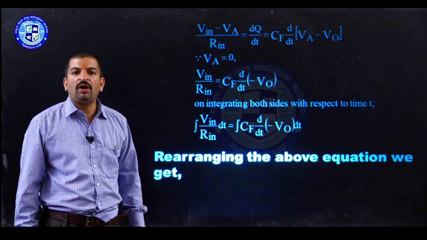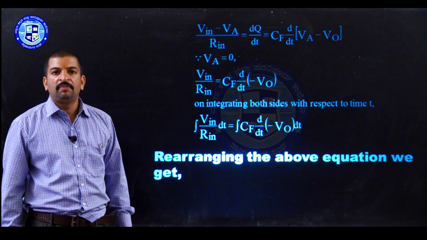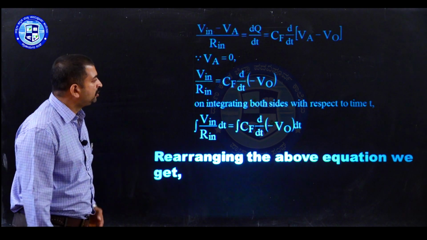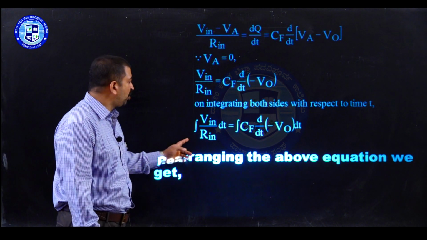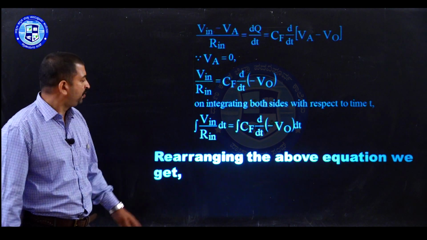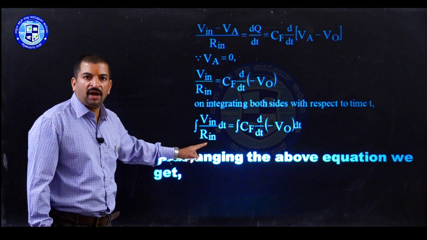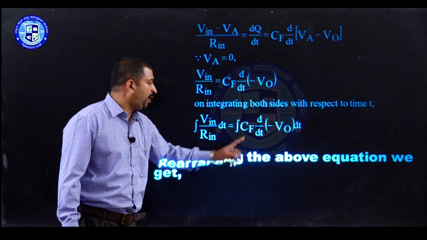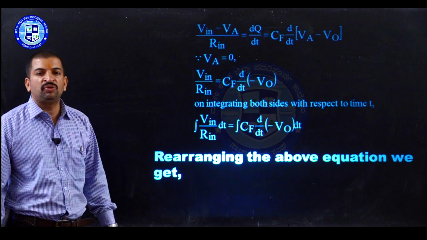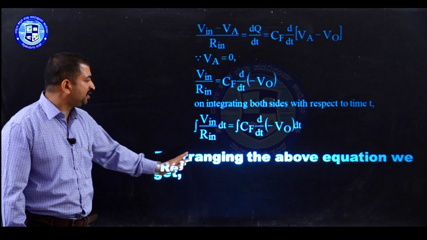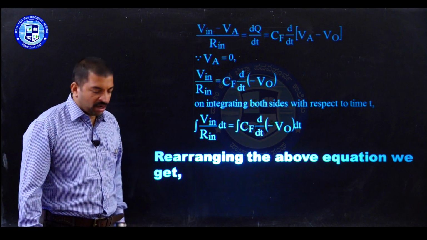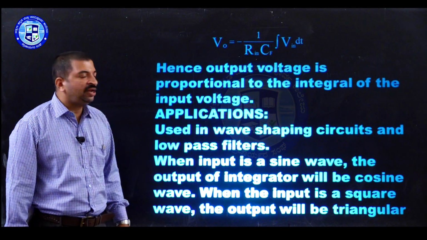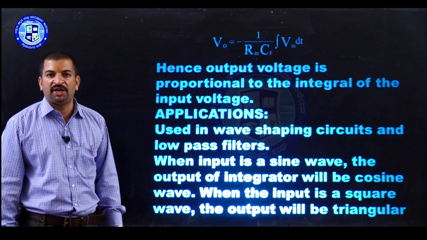Now the expression for the output voltage can be obtained by integrating both sides of this equation with respect to the time t. Integral of Vin by Rin into dt is equal to integral of Cf into d by dt of minus V naught into dt. Now rearranging this equation, V naught equal to minus 1 by Rin into Cf integral Vin dt.